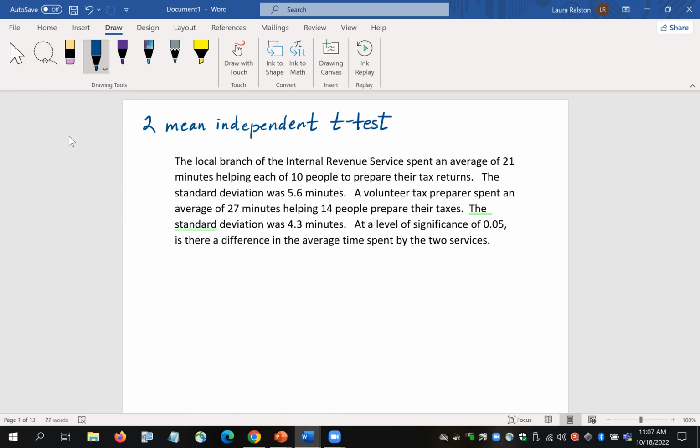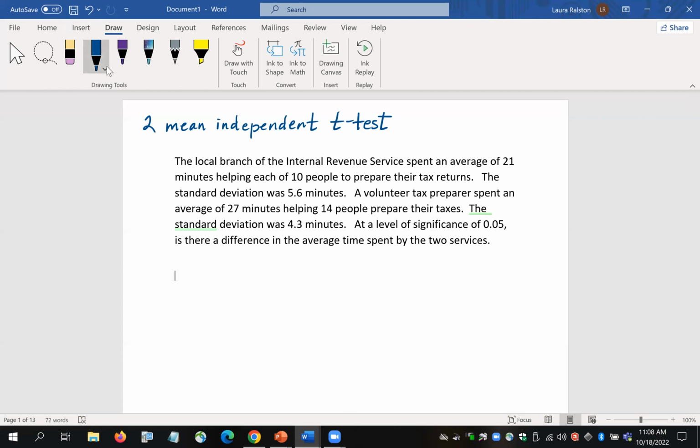So this question says the local branch of the Internal Revenue Service spent an average of 21 minutes helping each of 10 people to prepare their tax returns. The standard deviation was 5.6 minutes. A volunteer tax preparer spent an average of 27 minutes helping 14 people prepare their taxes. The standard deviation was 4.3 minutes. At a level of significance of 0.05, is there a difference in the average time spent between the two services?